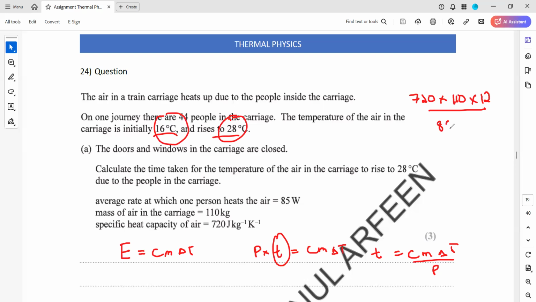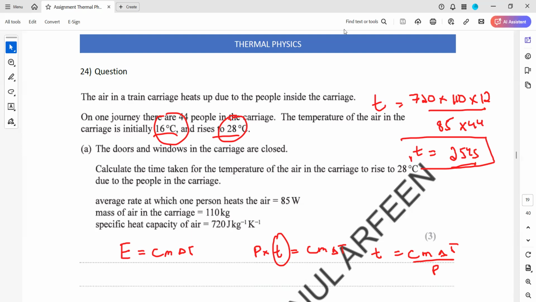P is the power for one person, it is 85, but there are 44 people inside, so it will be multiplied by 44. When we simplify, this will give us the time it takes to heat up the carriage from 16 to 28, which is 254 seconds. Is this question clear? Okay.